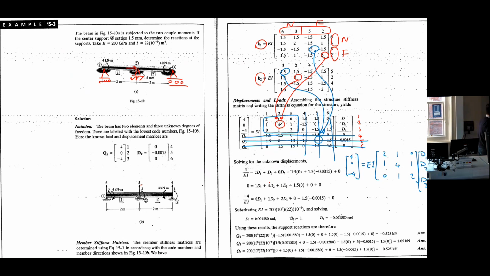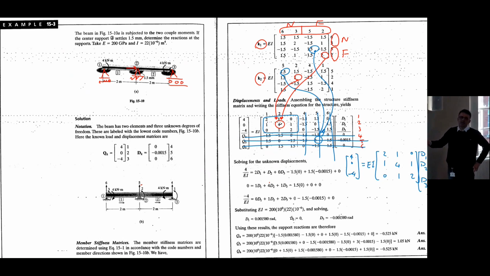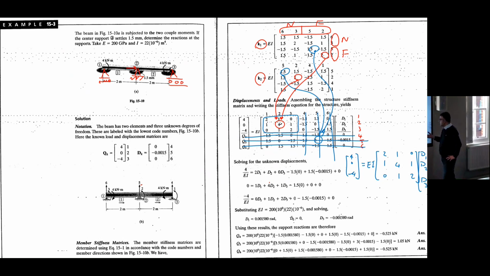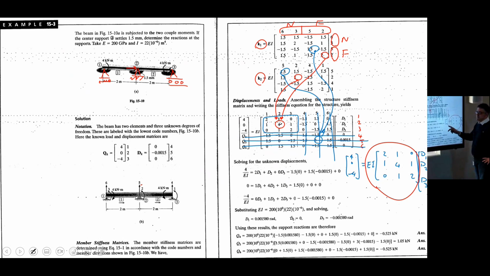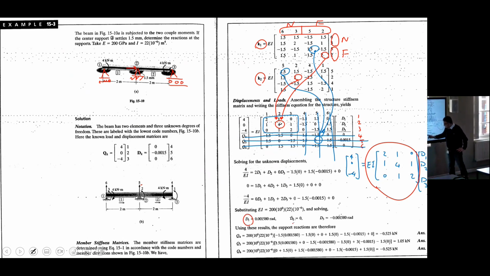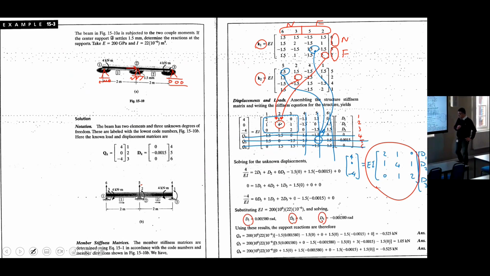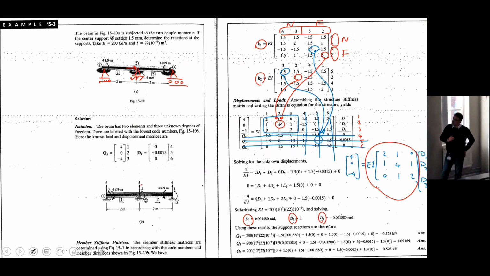If you solve this, it is actually a group of 3 equations with 3 unknowns. With whatever you know from math, you can solve it. But basically, the most convenient way is to invert this matrix, multiply it by this 3 by 1 vector and come up with D1, D2, D3. Obviously, D1, D2, D3 are all in radians because all of them are rotations.